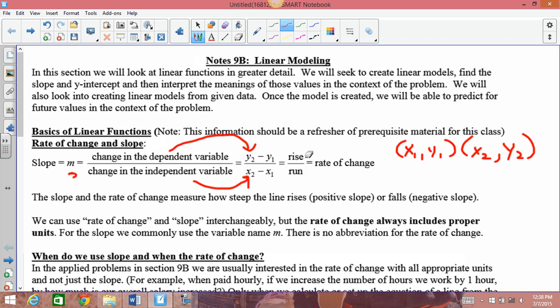Another way to think about it is rise over run. After you've divided it out, simplify it as far as you can, that's your rate of change. Slope and rate of change are the exact same thing. They can be used interchangeably. However, rate of change always has the proper units with it, and I will speak more about that in a few moments. Generally, slope you use whenever you are putting it in a model or an equation, okay?